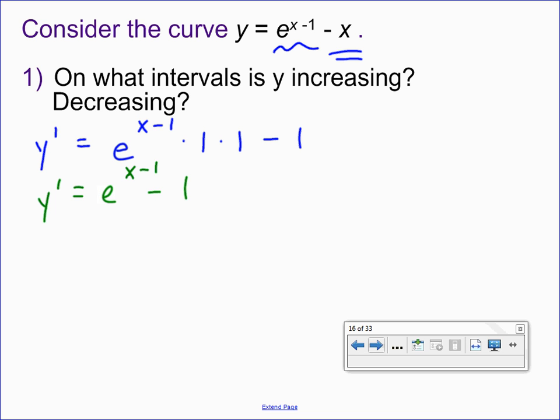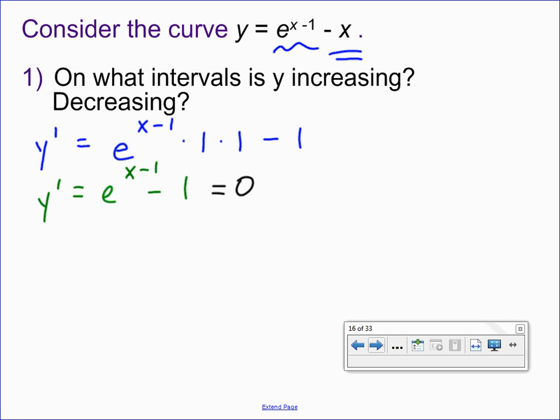Are there any x values where y prime equals 0? I don't know. Let's set it equal to 0 and see. So I'll set y prime equal to 0 and solve and see if there's any x values that produce a value of 0 for y prime. Those are critical values as well. Those are possible turning points on my original y. Again, strictly non-calculated. Let's do it.